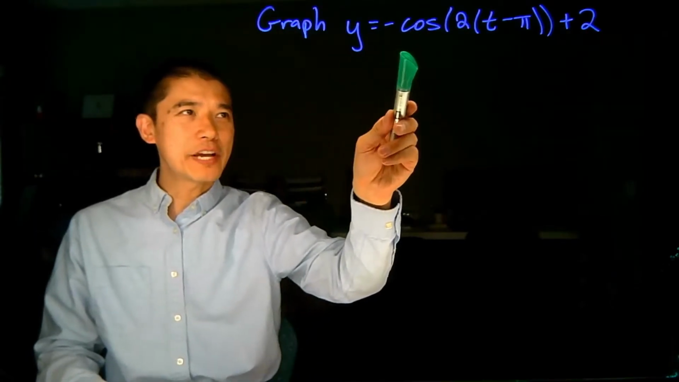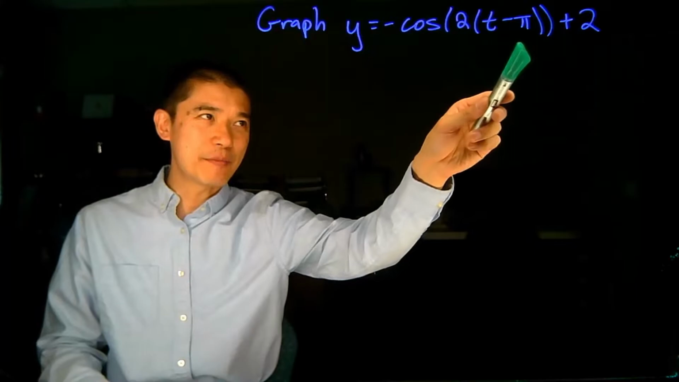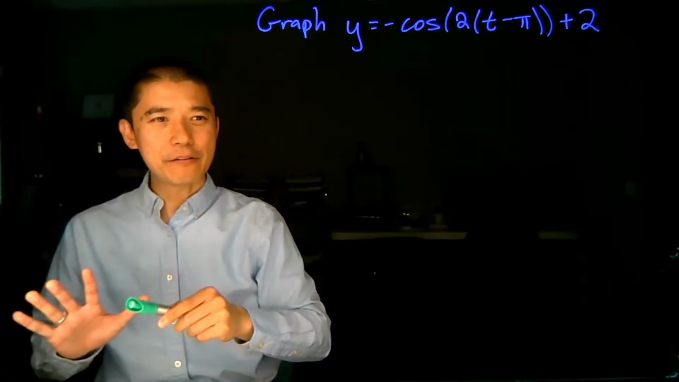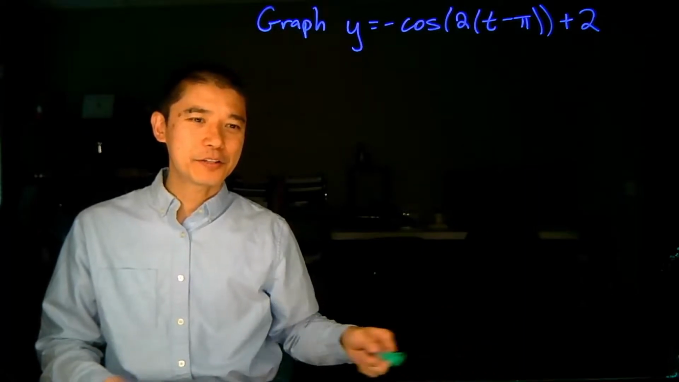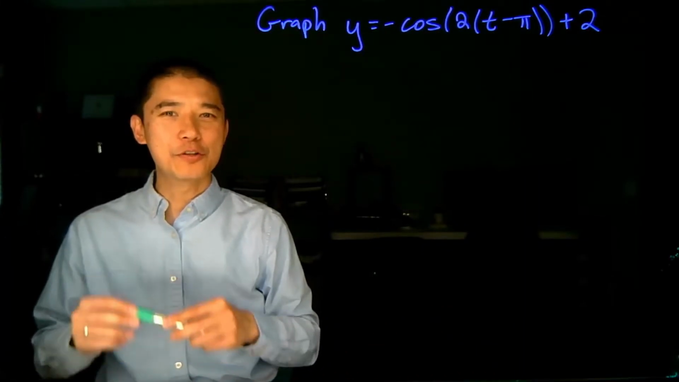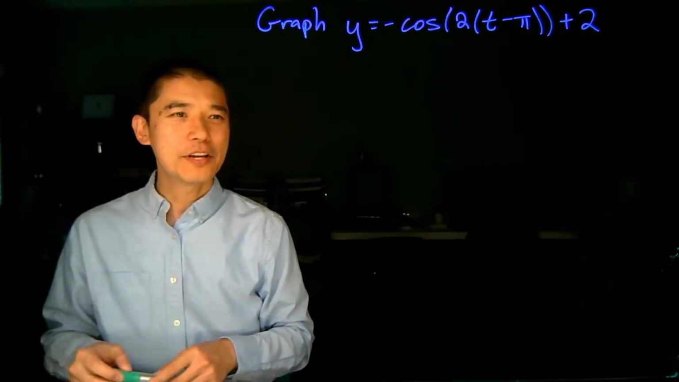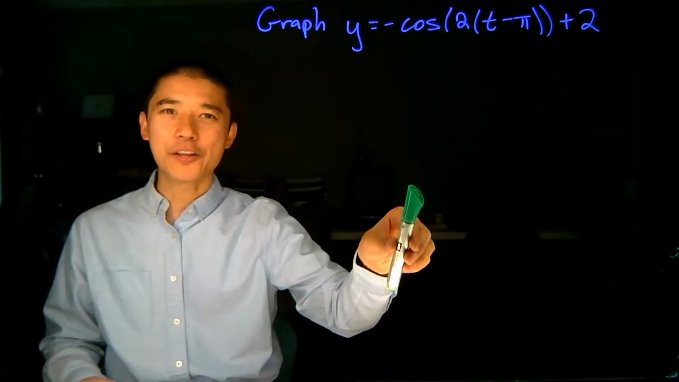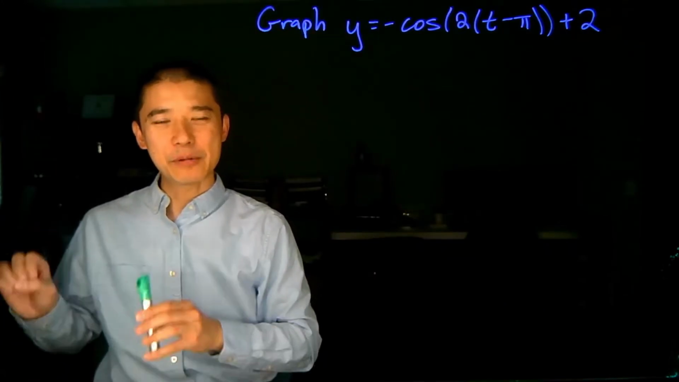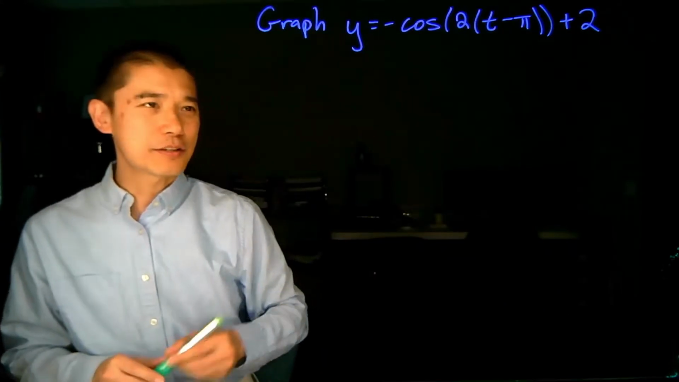Graph y equals negative cosine of 2 times t minus pi plus 2. And in this case, we're going to sketch the graph first and then create the chart of key values. In the end, for my classes, the way I teach this, I really want you to know the locations of those key values. You can either do it by plotting the points on the graph itself or by creating a chart at the end. It doesn't matter. The point is that you need to be able to have that information. So let's go ahead and get started here.